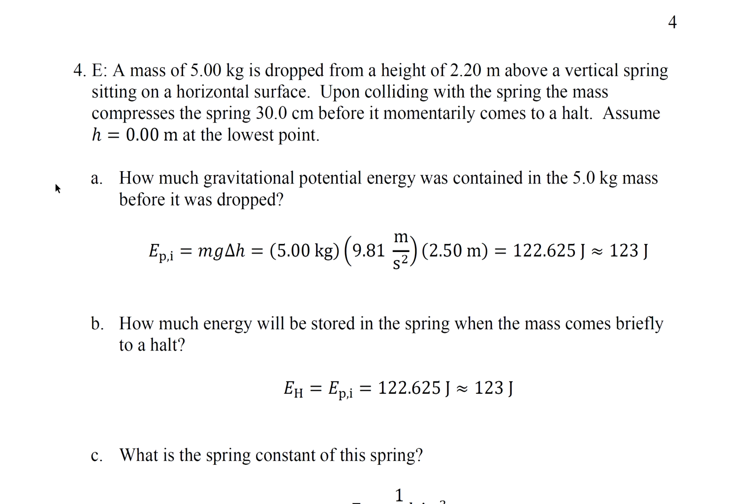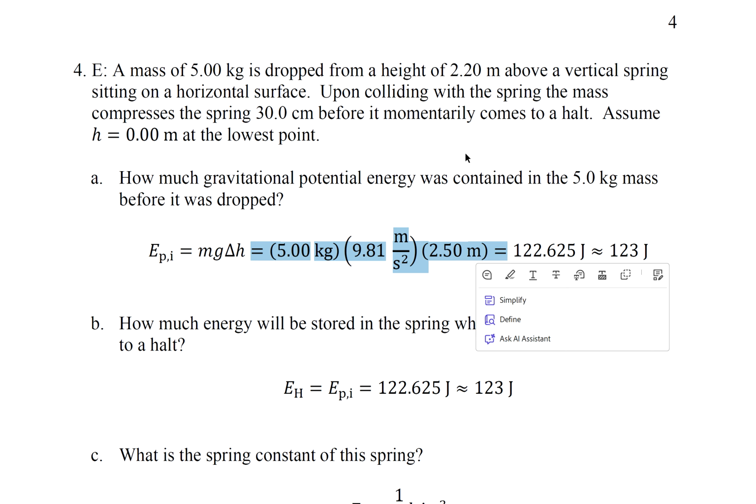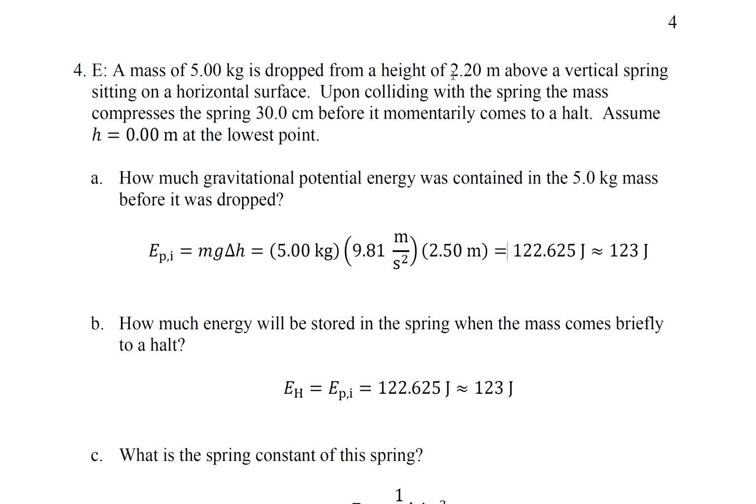So how much gravitational potential energy was contained in the 5 kilogram mass before it was dropped? Well, we're just going to use mg delta H. So what's delta H? It's 2.2 meters plus 0.3 meters. Part B. How much energy will be stored in the spring when the mass comes briefly to a halt? It's about 123 joules.